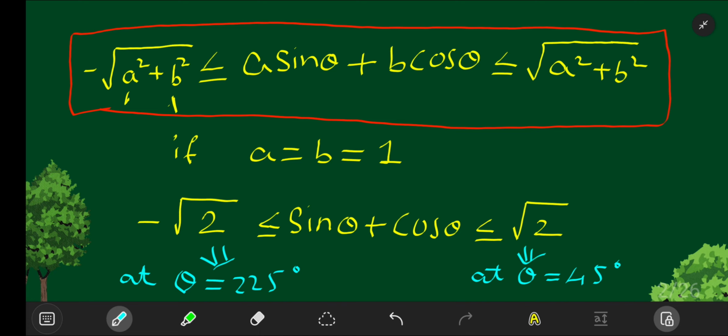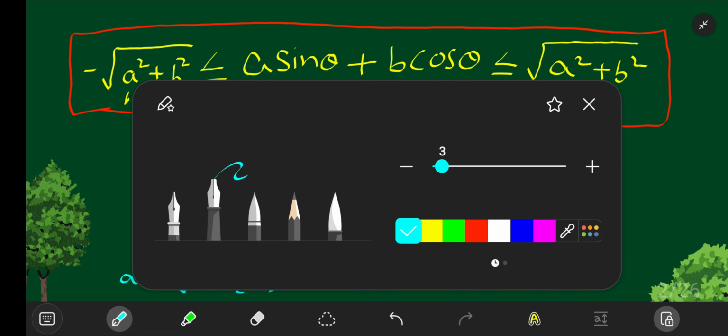Okay, note this one also. Sin theta plus cos theta, its minimum value is minus root 2, its maximum value is plus root 2. At theta equal to 225, minus root 2 will come. At theta equal to 45 degrees, plus root 2 will come. Okay, next.